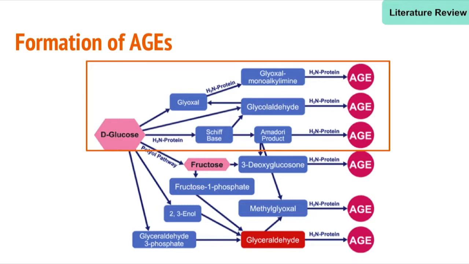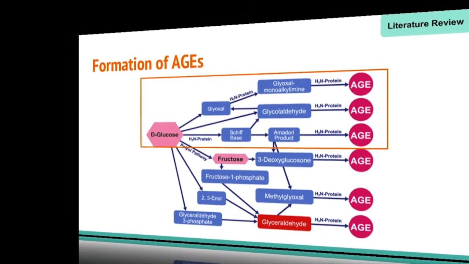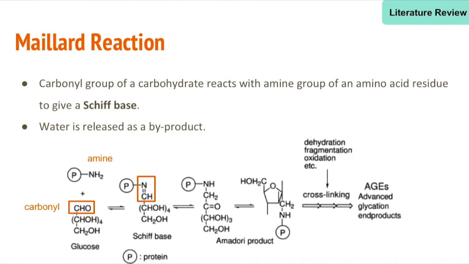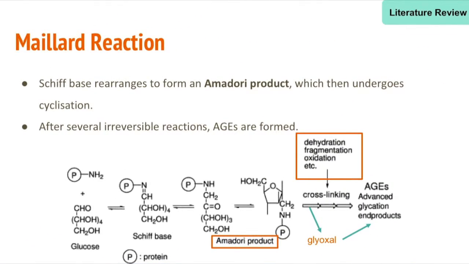There are four main pathways of AGE formation. The first one is the Maillard reaction, which is highlighted by the orange box. The starting point of the formation of AGEs is when the carbonyl group of a sugar molecule reacts with the amine group of an amino acid residue to give a Schiff base, which is characterized by the C-N double bond. In this reaction, water is released as a byproduct, which means that this reaction is an elimination reaction as well.